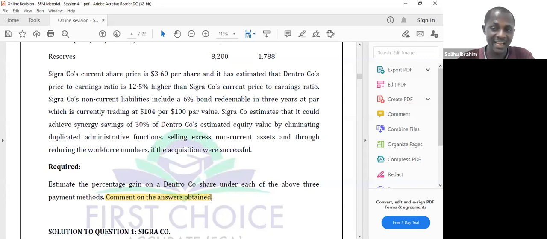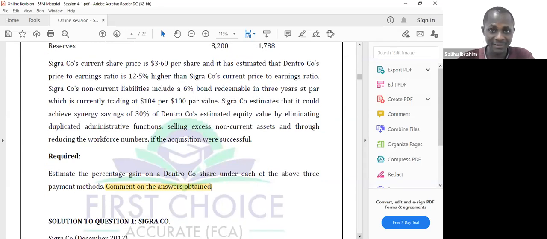if we are looking at share exchange, what is the advantage to Dentroco? The advantage to Dentroco is that it enables them to automatically become shareholders of the large company, Sigraco. That is the advantage to them. Number 2 is that they will avoid capital gains tax, because the payment is not going to be through cash. It's share for share. No gain will be recorded in terms of cash. So they will avoid capital gains tax.